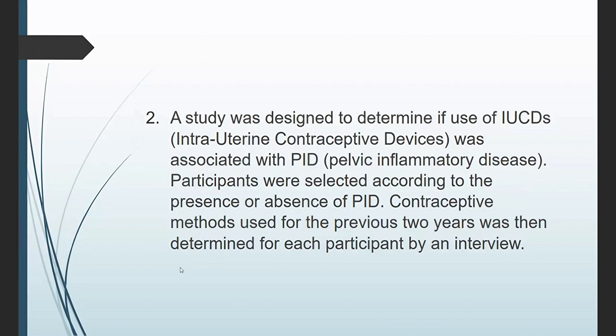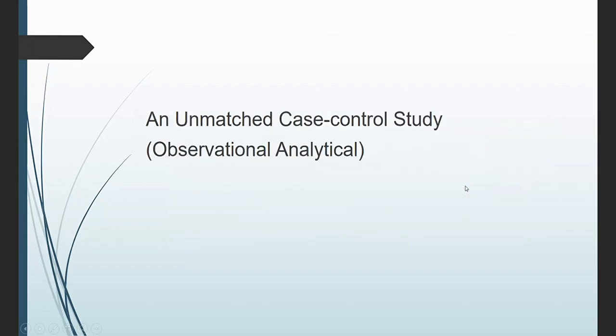Retrospective cohort study. Case control. If you want to know case control, is PID common or rare? If PID is rare, then you can use case control. If not, retrospective record review also can. So like this one, PID is rare, then you can use a case control study. All right.